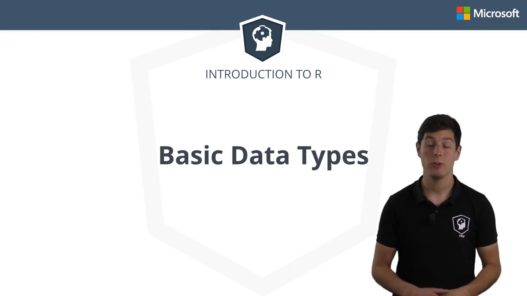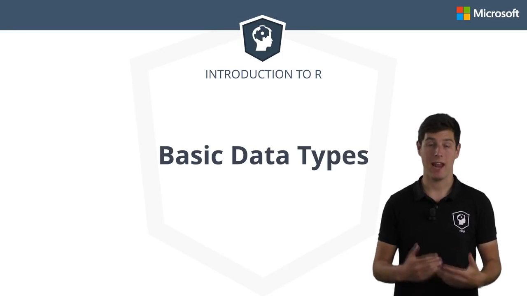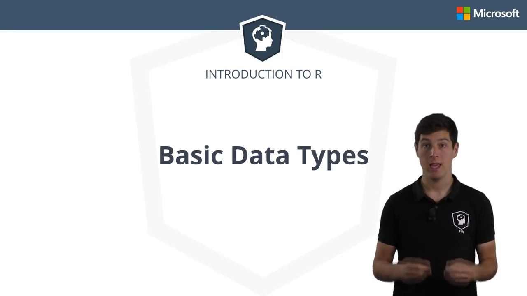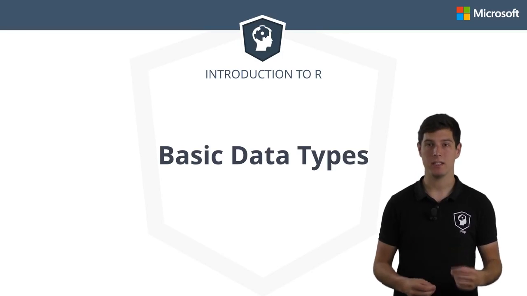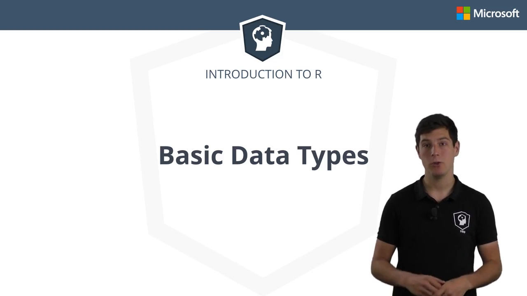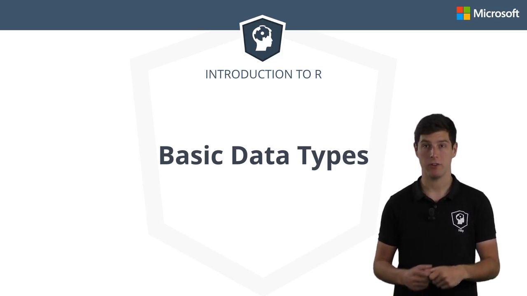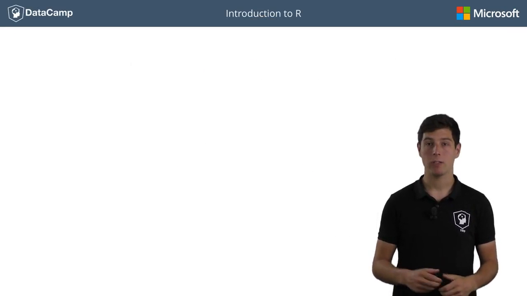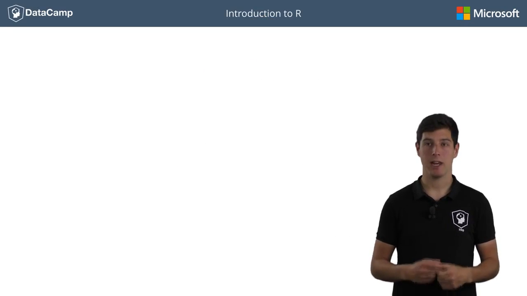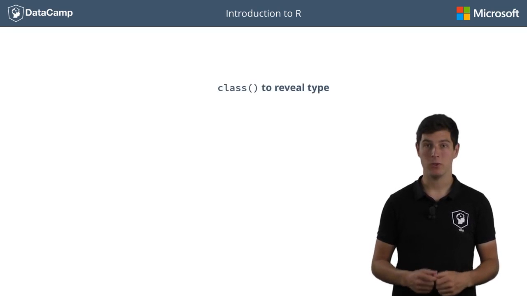In the previous video, you saw that R is also known as a language for statistical computing. Data is the center of any statistical analysis, so let me introduce you to some of R's fundamental data types, also called atomic vector types. Throughout our experiments, we will use the function class. This is a useful way to see what type a variable is.